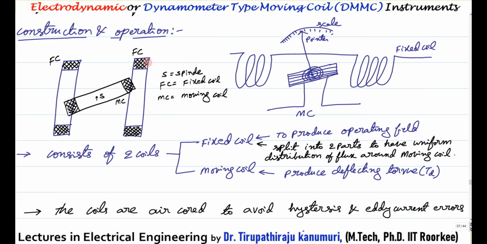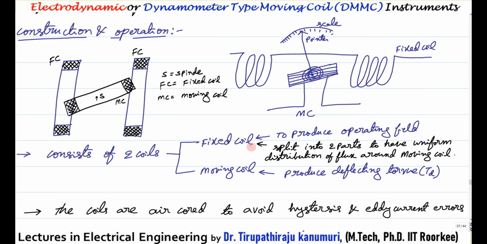In that case, as one is a permanent magnet and one is the moving coil, it can be used only for DC. Whereas in this case, the permanent magnet is replaced by another coil. That coil is called the fixed coil. Here the operating field is produced by the fixed coil, and the second flux is produced by the moving coil. Interaction of these two fields produces the required deflecting torque. So that's why this basically consists of two coils.